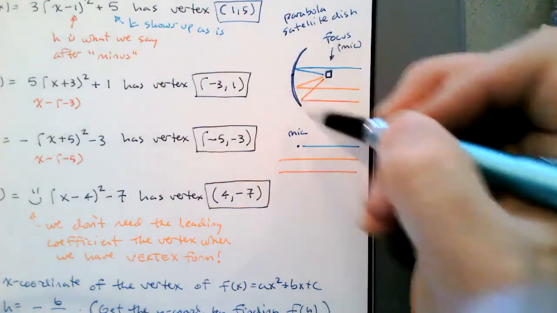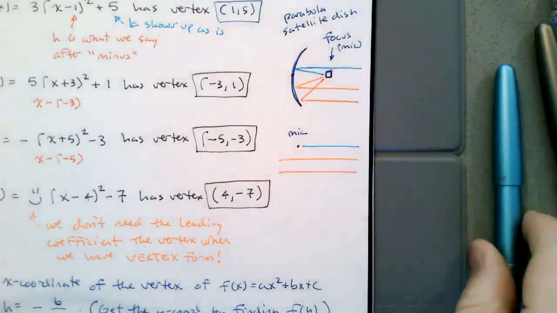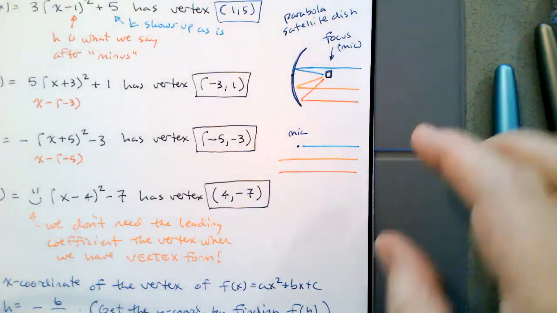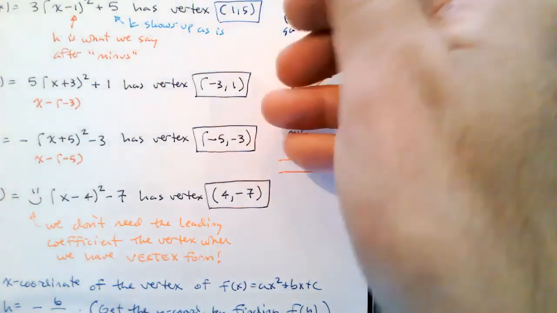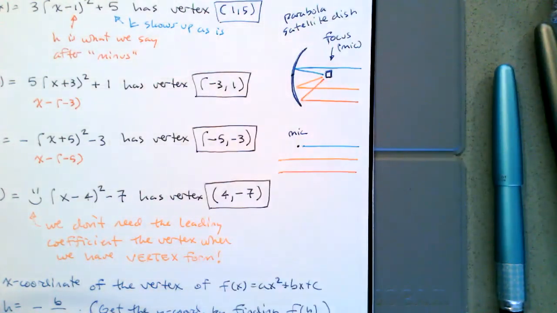But if you put a parabola behind that microphone and you put that microphone at the focus of the parabola, then all those sounds coming toward it that hit the dish will be reflected back on the mic, and that will make a stronger sound.